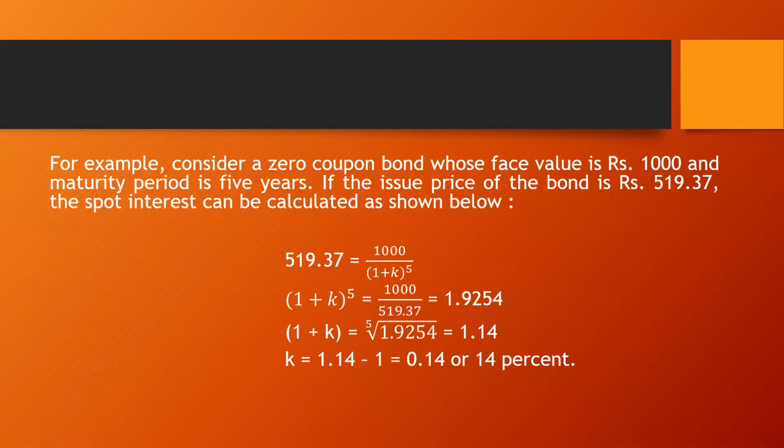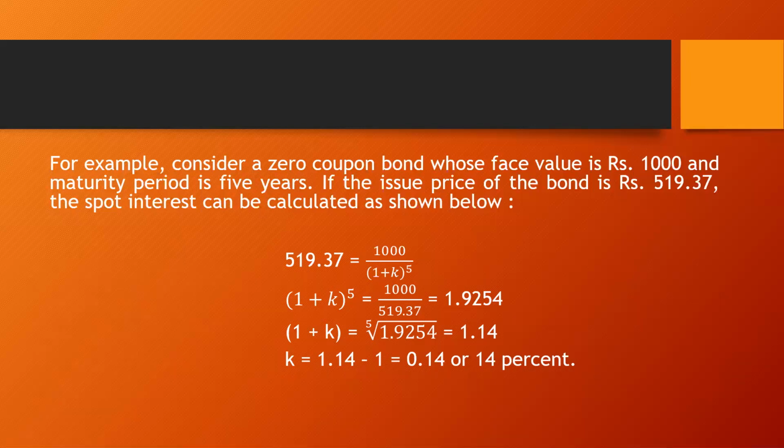Substituting all that, (1 plus K) whole raised to 5 is equal to 1,000 by 519.37, which is 1.9254. 1 plus K is the fifth root of 1.9254, which is 1.14. K is 1.14 minus 1, which is 0.14 into 100, which is 14%. So we know that the rate of return that we get per year is 14% when we make an investment in that zero coupon bond.